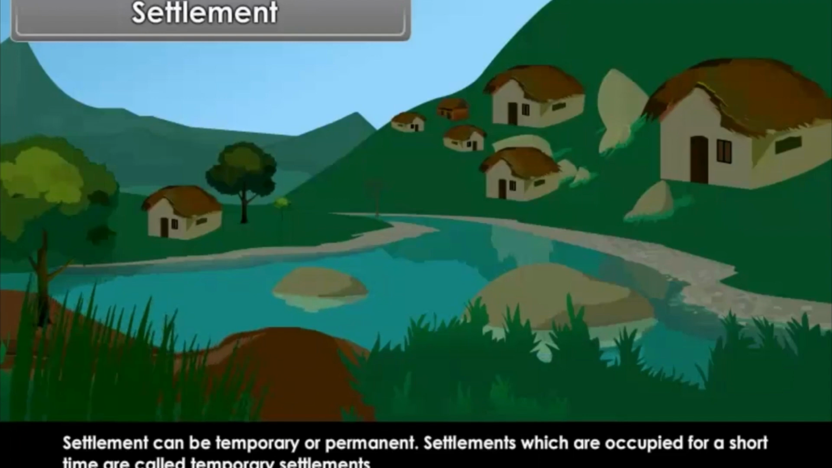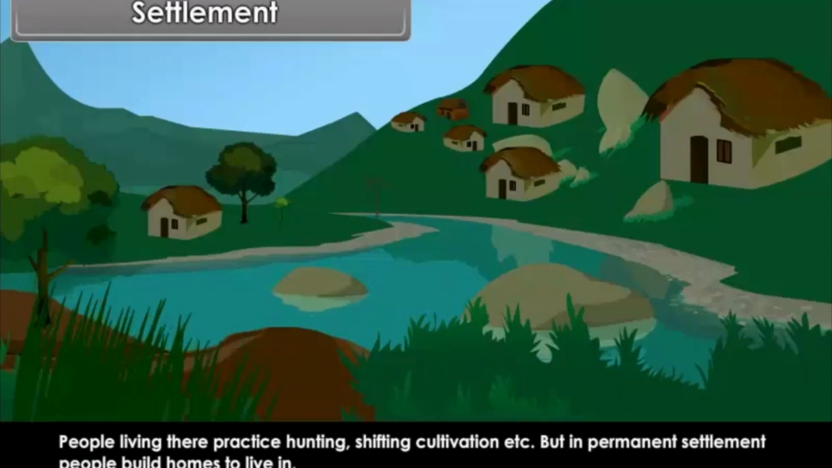Settlements which are occupied for a short time are called temporary settlements. People living there practice hunting, shifting cultivation, etc. But in permanent settlement, people build homes to live in.